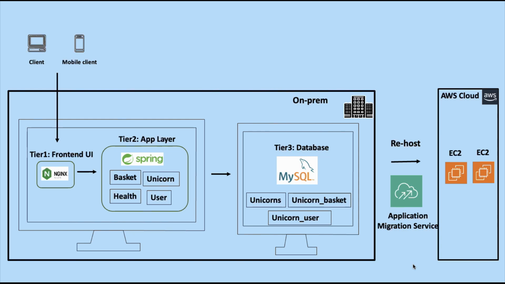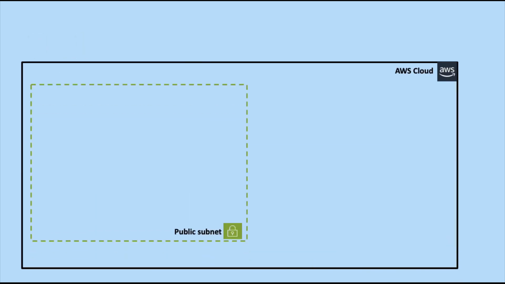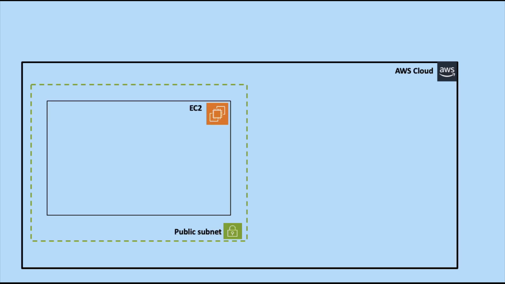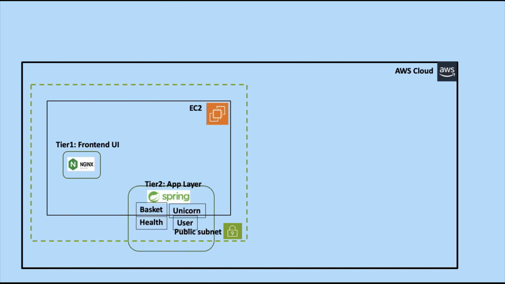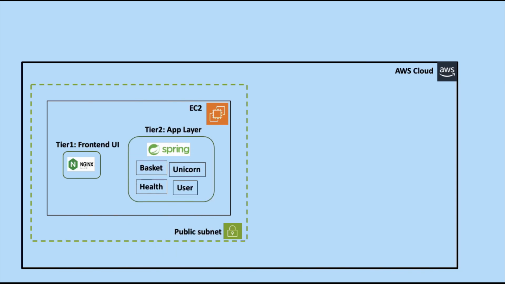Now let us see how this looks like in the cloud. Okay, now in the AWS cloud, we will provision one public subnet to host the UI, because the UI has to be accessible from the users over the internet. Then we will deploy one EC2 machine, and within the EC2 machine, we will have the same components, the front-end UI and the app layer, and both of them are running on the same EC2 machine and connected between them. Since they are on the same EC2 machine, they can talk to each other without any issue.